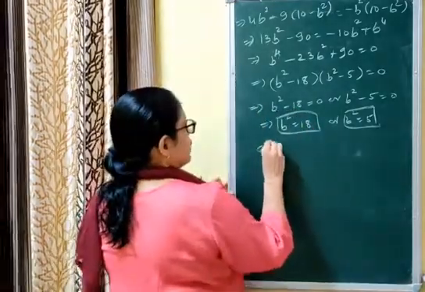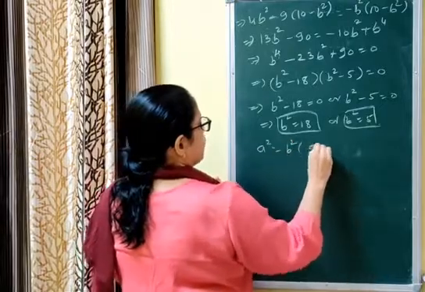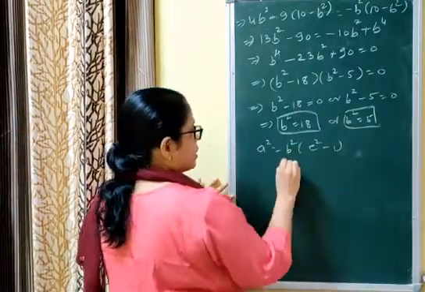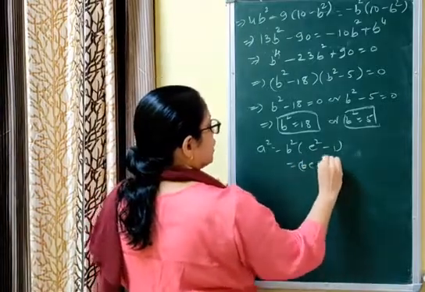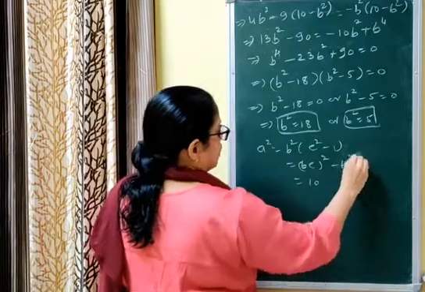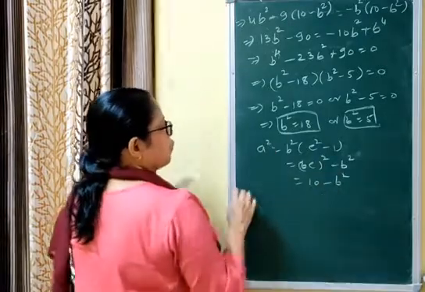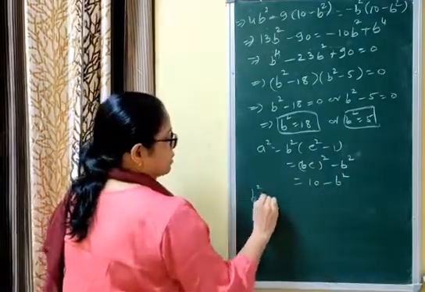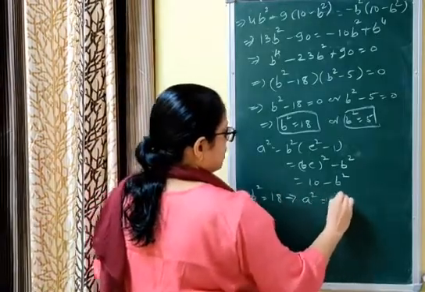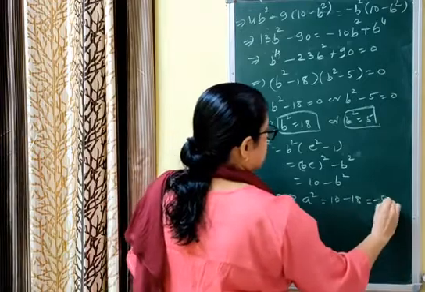Now a square is equal to b square into e square minus 1, since the conjugate axis is the transverse axis, that is the y axis. That is b whole square minus 1. b is 10 minus b square. First of all, take the value of b square equal to 18. b square equal to 18 gives a square is equal to 10 minus 18, that is minus 8.